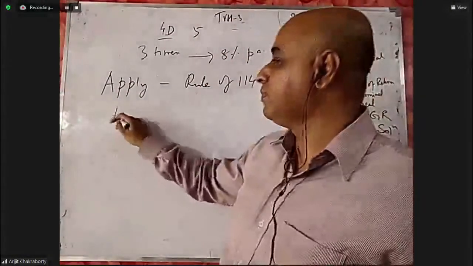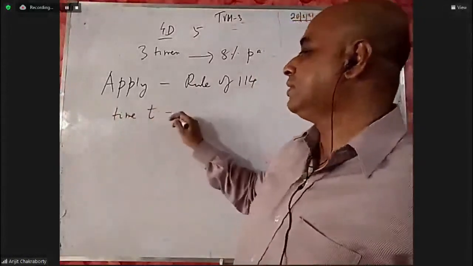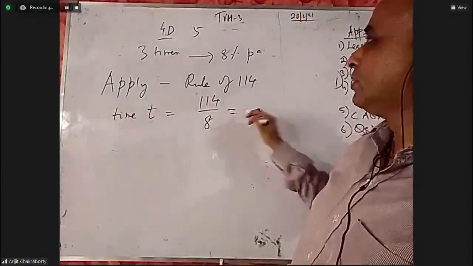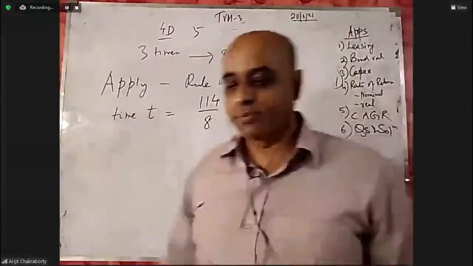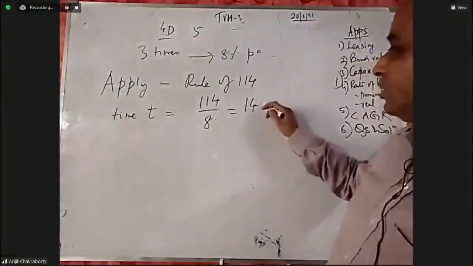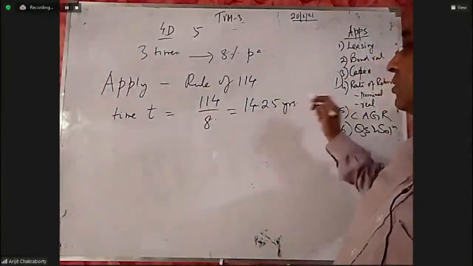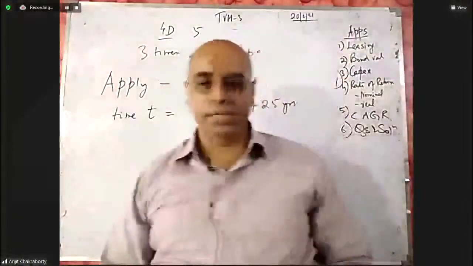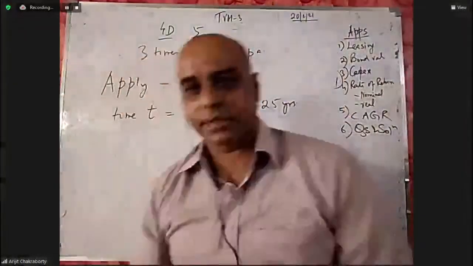So the time T is equal to 114 divided by 8, because 8%. So it gives me 14.25 years. So accordingly, you can just check which option is correct. I think in the options given, option A will be correct.